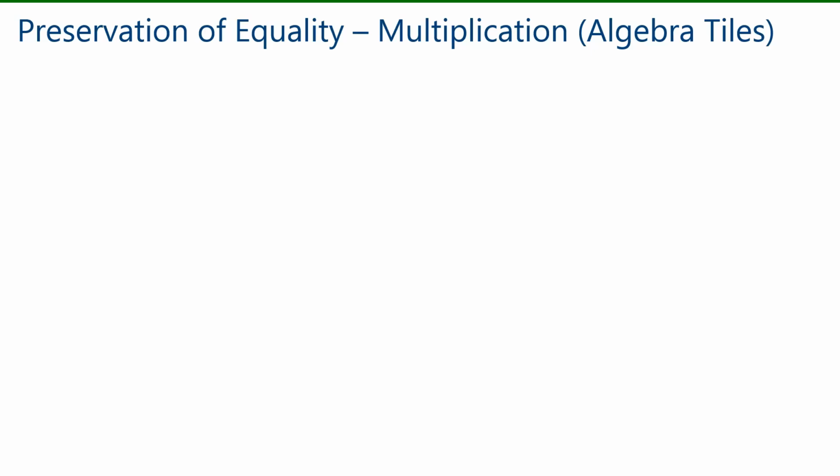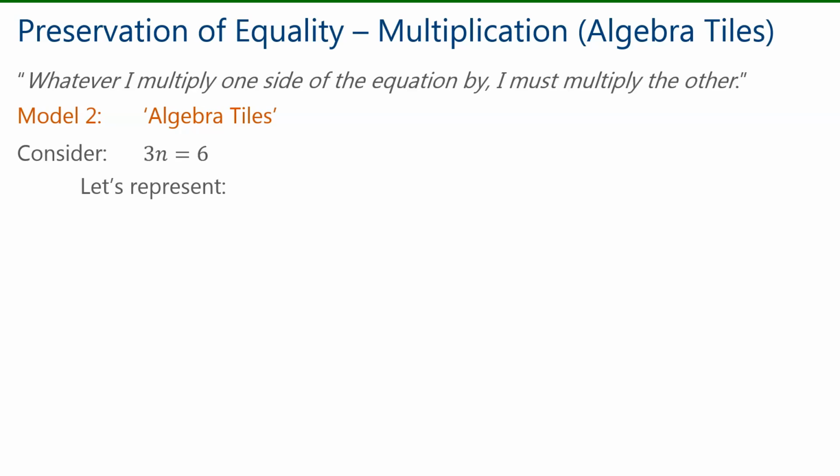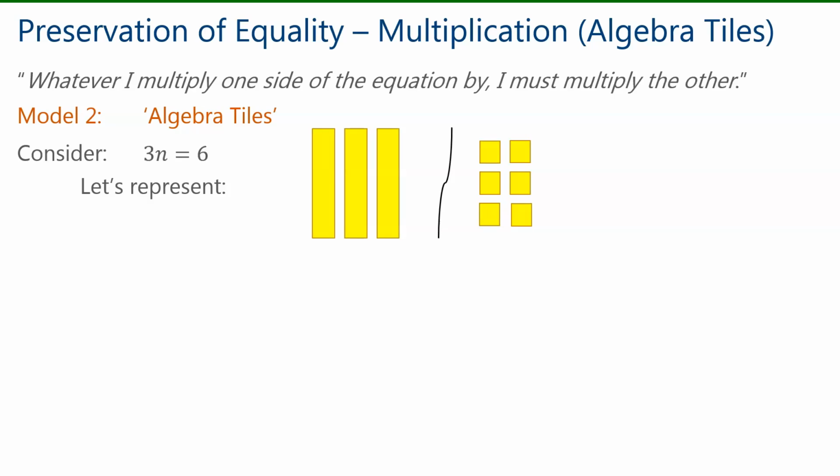Let's consider now our second model, the algebra tiles. Whatever I multiply one side of the equation by, I must multiply the other. Here's a linear equation, 3n equals 6. And our first step will be to represent. So for 3n, I have 3 variable tiles. And for the 6 on the right-hand side, I have 6 units. So my left-hand side, 3 variables. My right-hand side, 6 units.